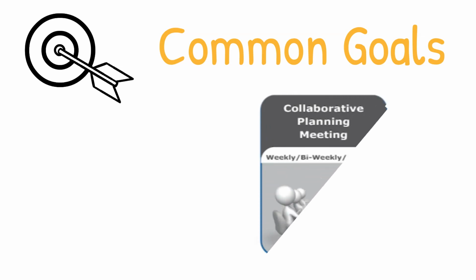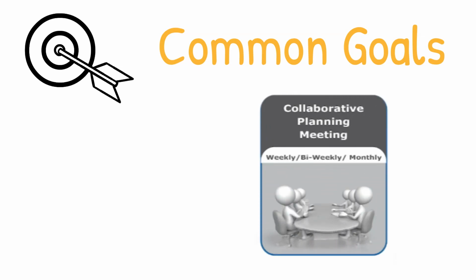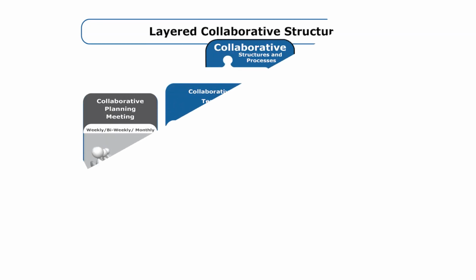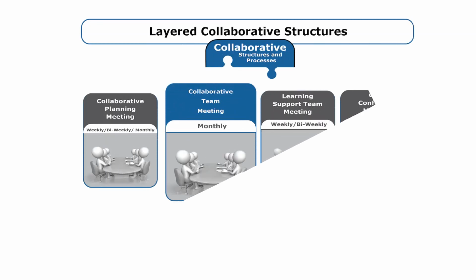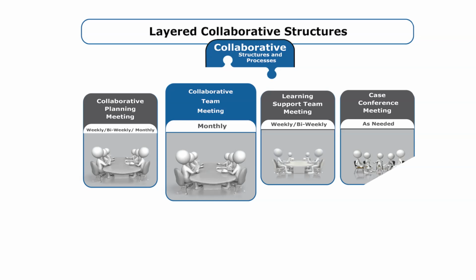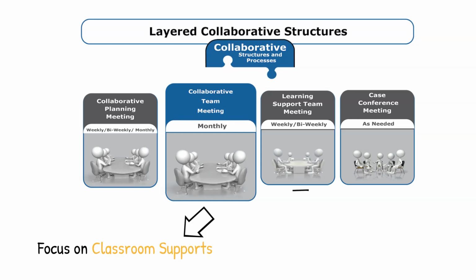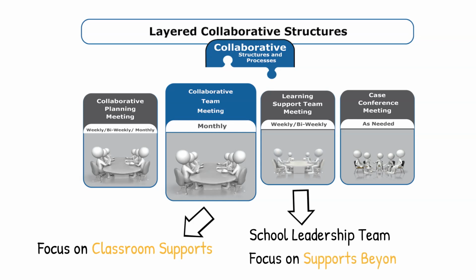Sometimes a common goal comes out of the meeting, and this is carried out in collaborative planning time, which is most often scheduled on a weekly basis. In addition to collaborative team meetings, other layers of meetings are established. While the collaborative team meeting primarily focuses on examination of classroom-based supports, the school support team meeting involves the school leadership team to typically examine supports potentially involving staff members beyond the classroom.